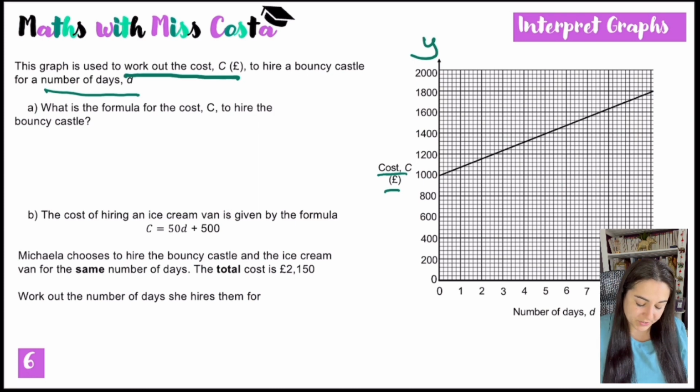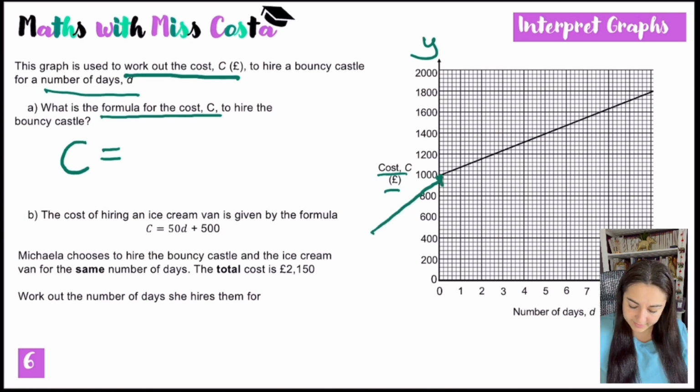Now, I'm being asked to find out what the formula is for the cost to hire the bouncy castle. So the formula is asking me to work out what the cost is. So I know that's going to be the subject of the formula. So I could write C equals, so the cost equals, and then let's figure out what's going on. So the graph starts over here. Now, if the graph doesn't start at 0, that means that there is a fixed charge or a starting charge.